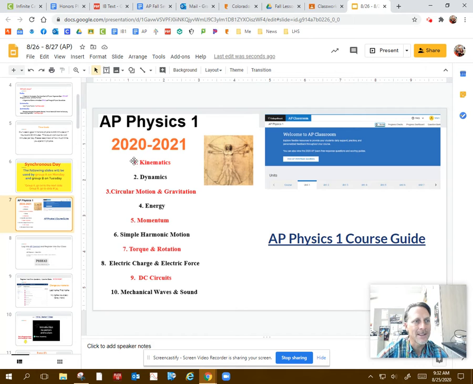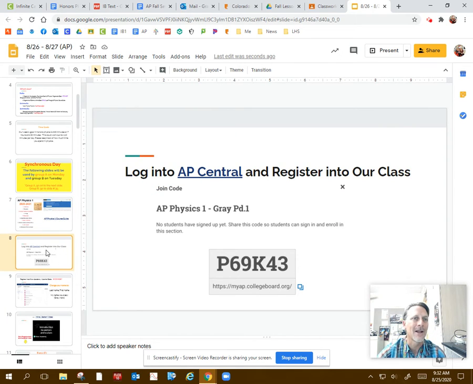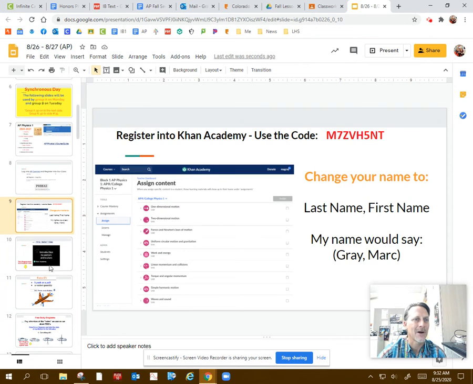We also have a list of all the different topics that we're going to work on this year, and it is going to be a fast-paced year, given that we're only doing this in quarters, and we basically have 2 quarters to cover what we normally would do the whole entire year. We do have more time, obviously, but it just means that we're going to be doing a lot of work in a concentrated period of time. So being ready for that is important. Again, log into AP Central, use that code to get into our classroom, and same thing with Khan Academy.